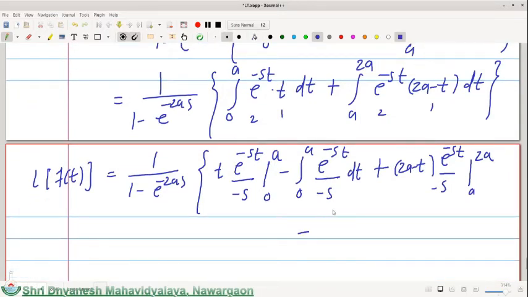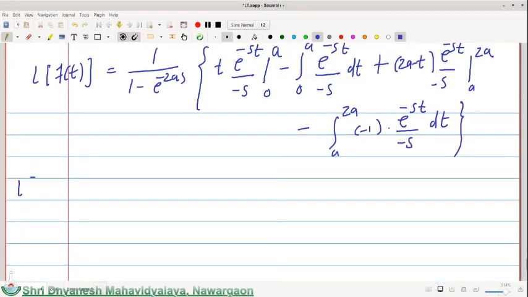Minus integration of derivative of first function, that is 2a minus t, that will be minus 1, into integration of e to the power minus st, which will be e to the power minus st upon minus s dt.